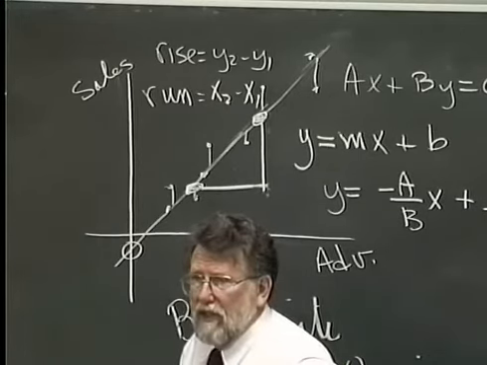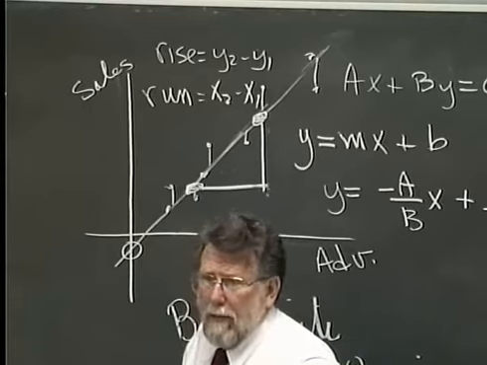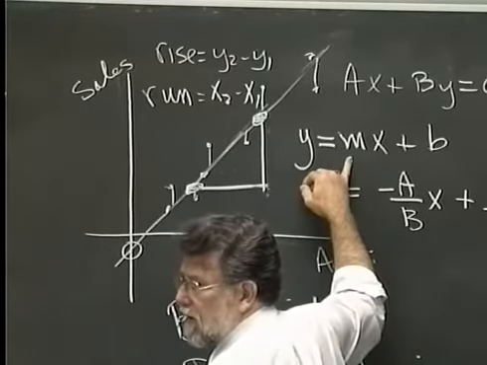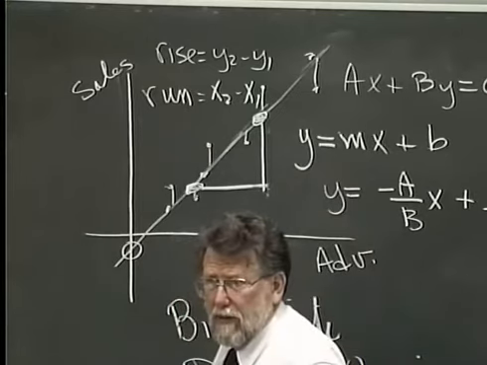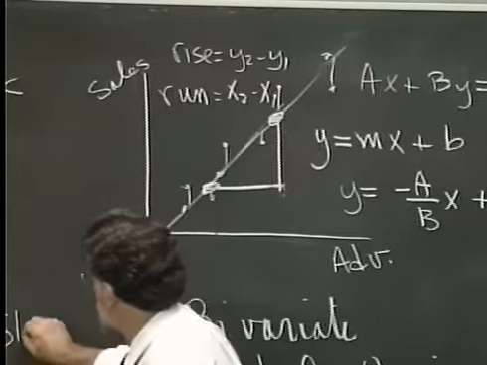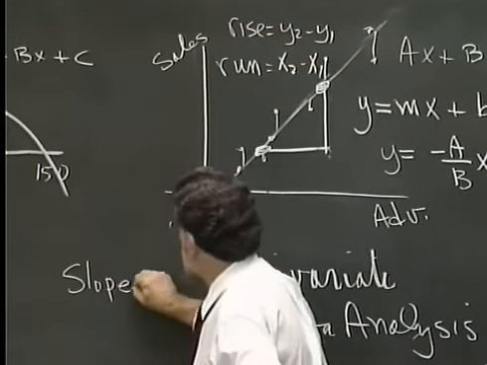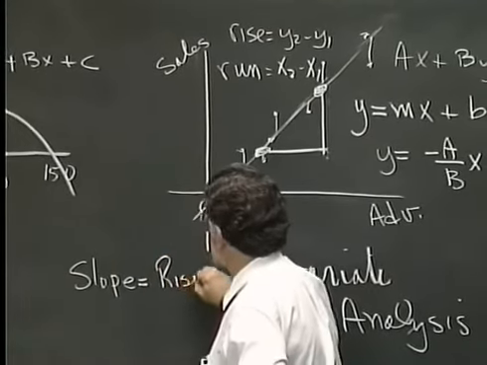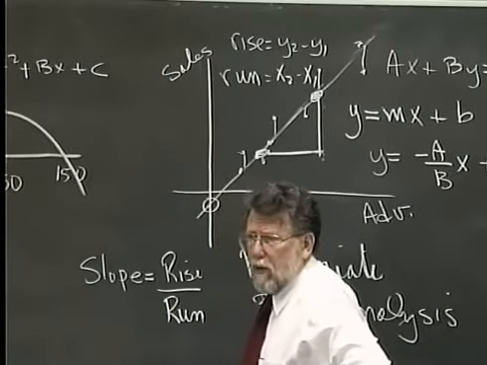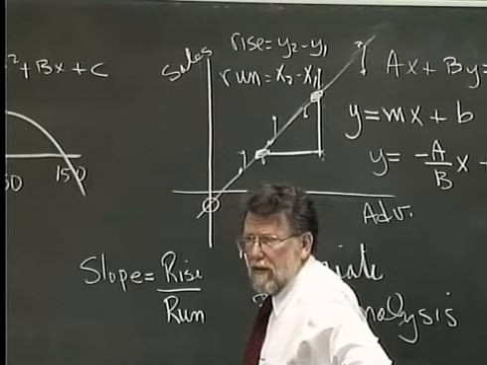Rise over run. The slope is called m. So when I had this symbol here for m, that was slope. So the slope is going to be rise over run as I go from one point to another point on a line.